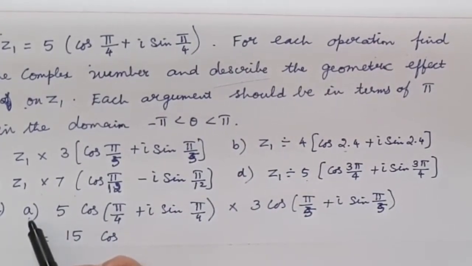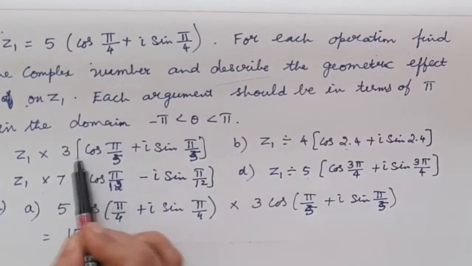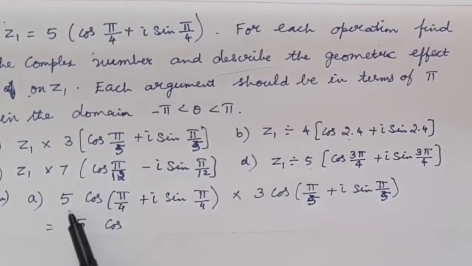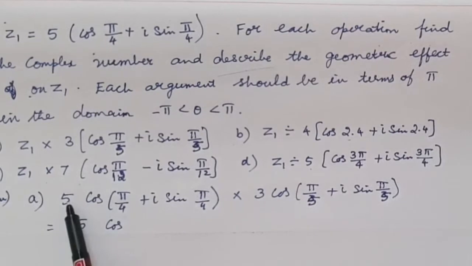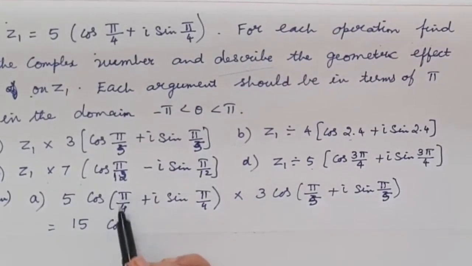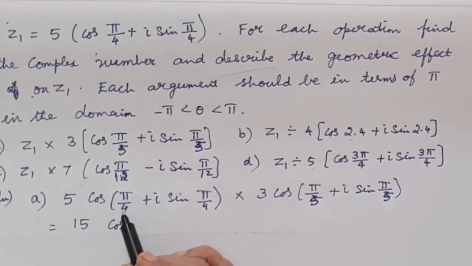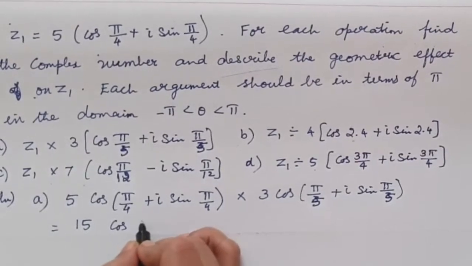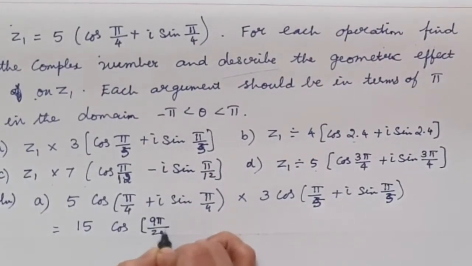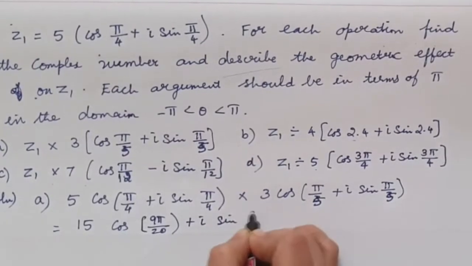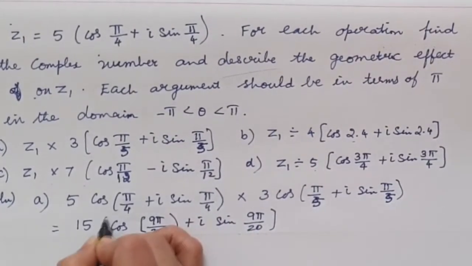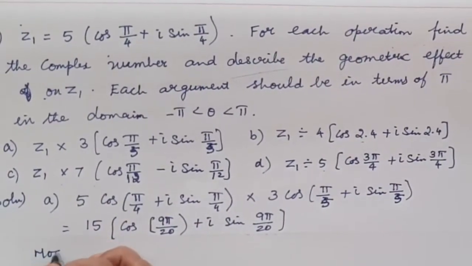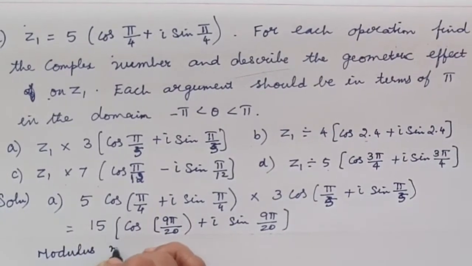Now let us see the first one. That is, z1 has to be multiplied with this complex number. So first I have written z1 and then the complex number. In order to multiply the two complex numbers, we multiply the magnitudes, so it is 15, and then add the arguments. So pi over 4 plus pi over 5 will give us 9 pi over 20. So 9 pi over 20 plus i sine 9 pi over 20. So the geometric effect on z1 is that the modulus is multiplied by 3.